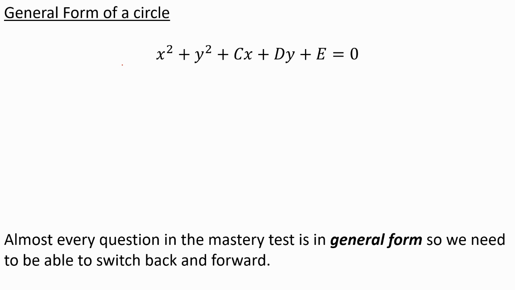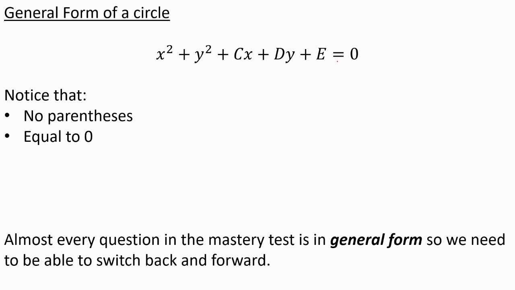When I look at this one, there's no parentheses. There's no x plus or minus a number in a parentheses, right? No y plus or minus a number in a parentheses. And then the other thing that's important here, guys, is that it's equal to 0. So if you see these things happening, no parentheses and equal to 0, then that should be your clue that we're working with the general form of the circle.